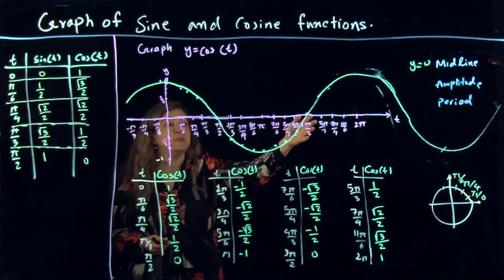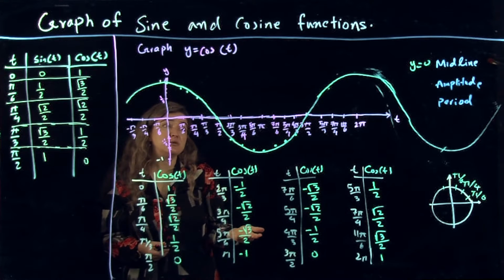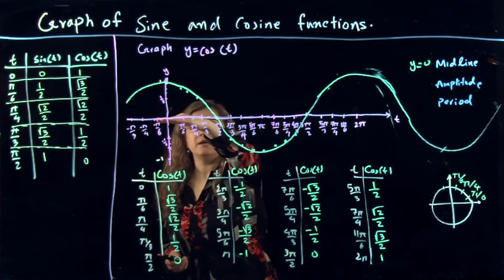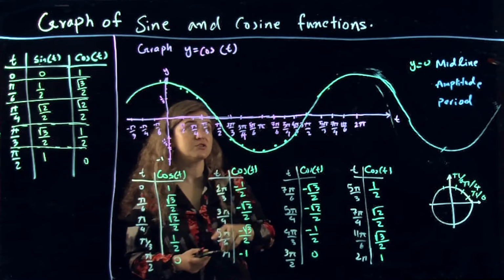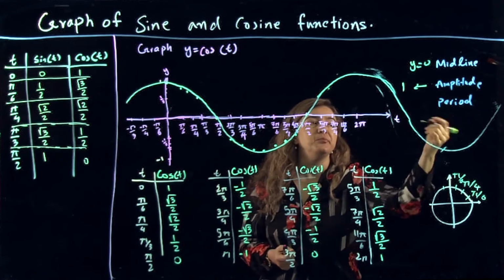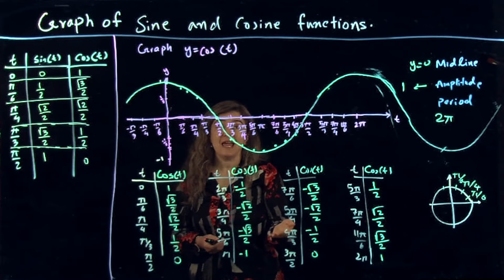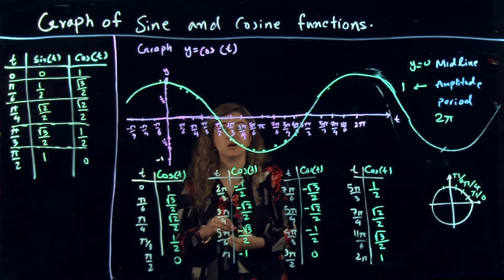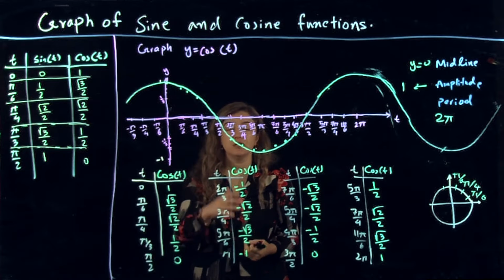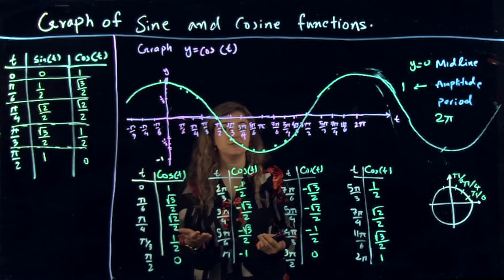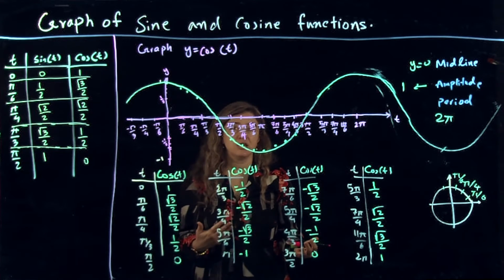And then the midline is again y equal to 0. The amplitude, again from y equal to 0 to the highest point, is just 1. The period again is 2 pi. So next, we would like to discuss transformations on sine of t and cosine of t and how everything changes.